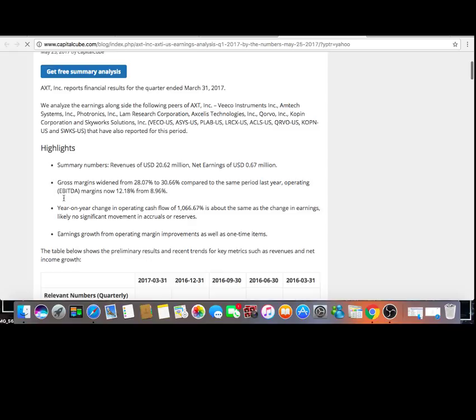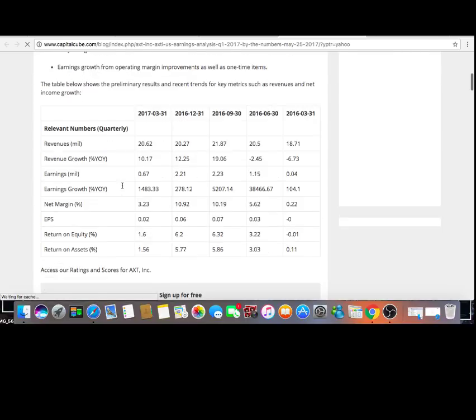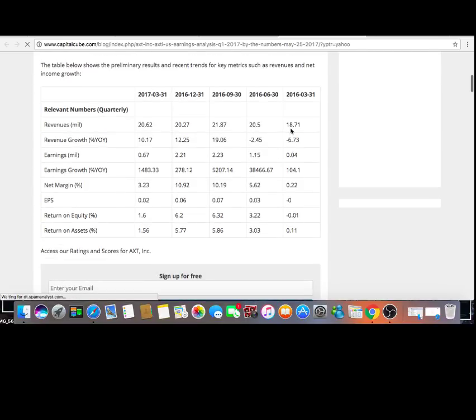And EBITDA margins are now up 3.3% about, which is good. Okay, so revenues were kind of iffy. Now it went up a little bit here. See, here it shows a different picture. It shows the EPS falling, which I don't like.